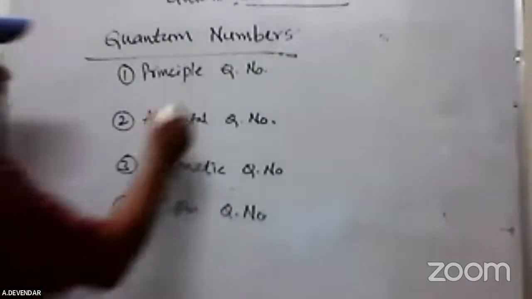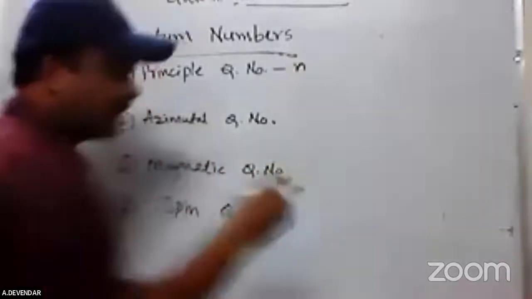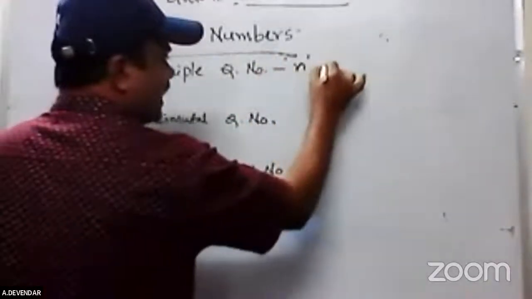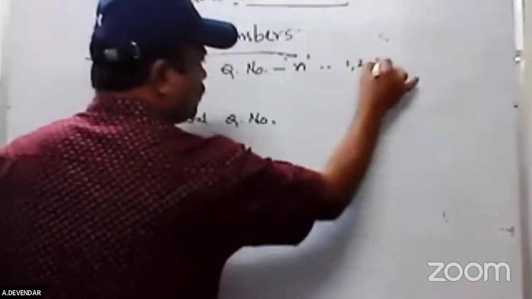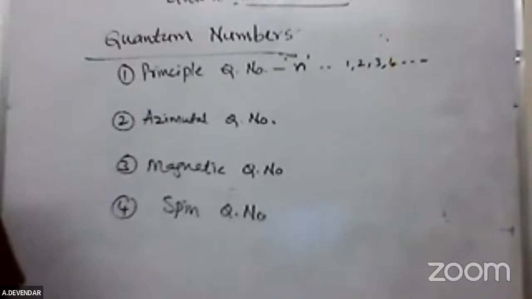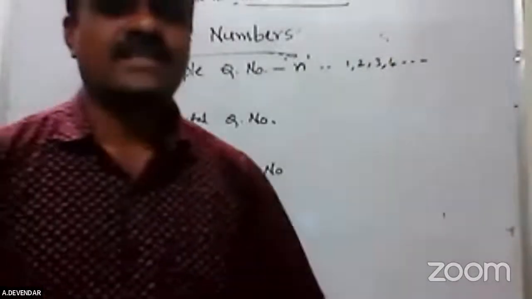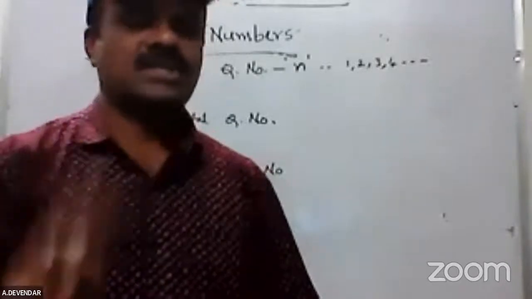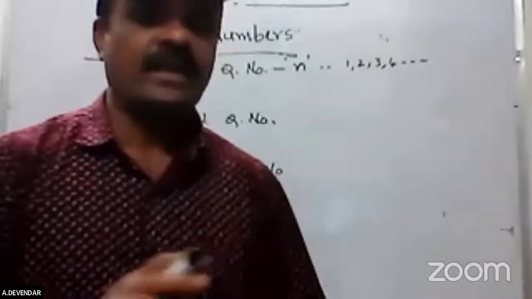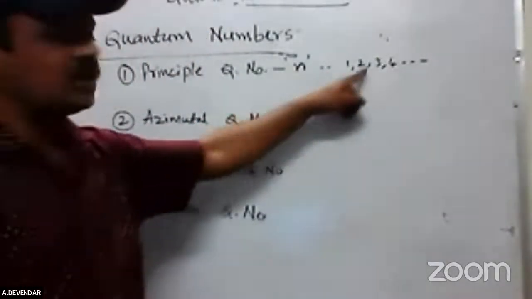What is the principal quantum number? It is designated by the letter small n. Already you know the orbit is nothing but small n. The n values are integers 1, 2, 3, 4, not 0. If it is 0, what happens? n equal to 0 means the atom will collapse into the nucleus. But the atom is always stable. The atom does not collapse anywhere, anytime. That's why n is an integer. The n values are 1, 2, 3, 4.